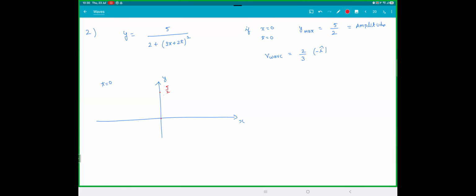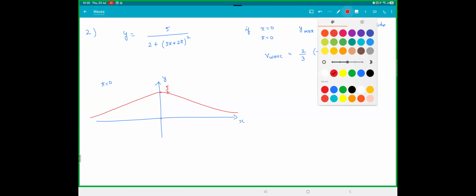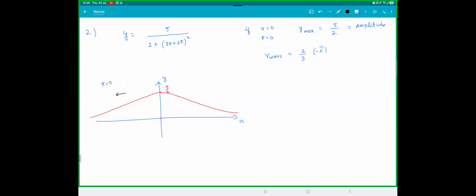As x increases, the function decreases. As x becomes negative, even then the function decreases. So this is how the wave is: a bump in the middle, going to 0 at infinities. And this bump is traveling with 2/3 meters per second.